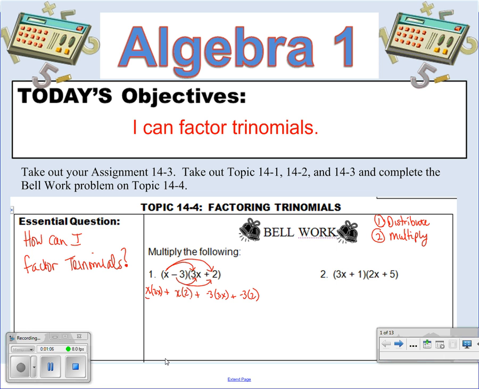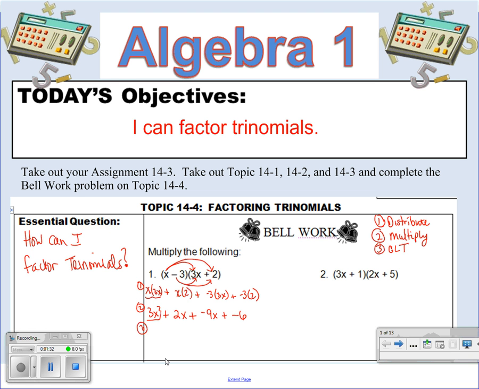So x times 3x gives us a 3x squared. Plus x times 2, we write that as 2x. Plus negative 3 times 3x is negative 9x. And then plus negative 3 times 2 is negative 6. So first distribute, second multiply, last we are going to combine like terms. So I'm going to call that CLT, combine like terms.